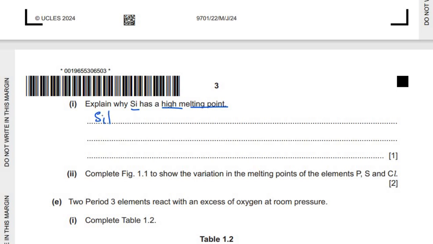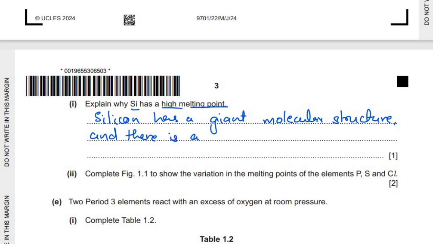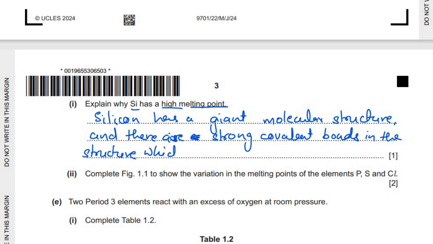So we can explain here that silicon has a giant covalent structure, and there are strong covalent bonds in the structure, which needs high temperature, or you can even write high energy, to break down. That's the reason that the melting point of silicon is very high.